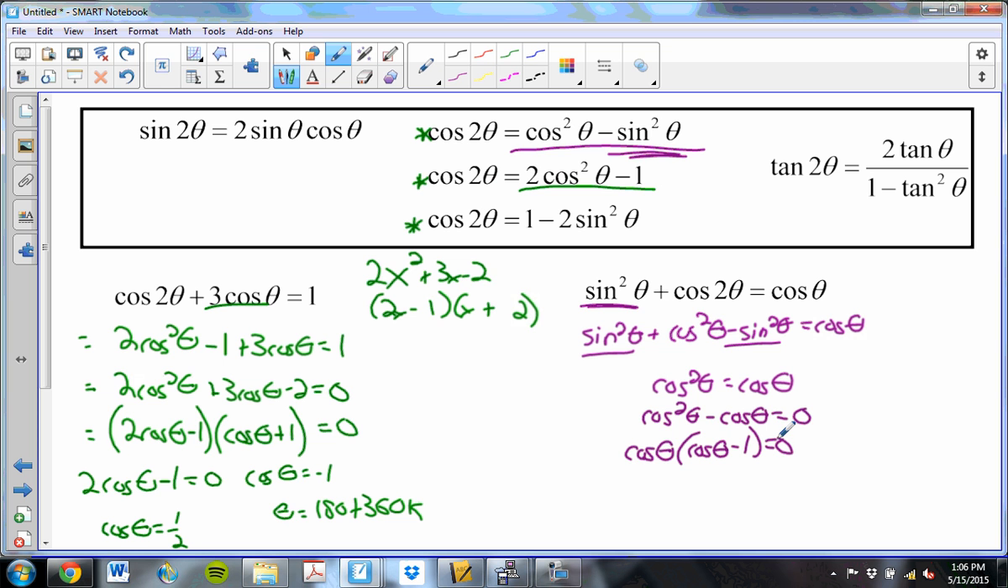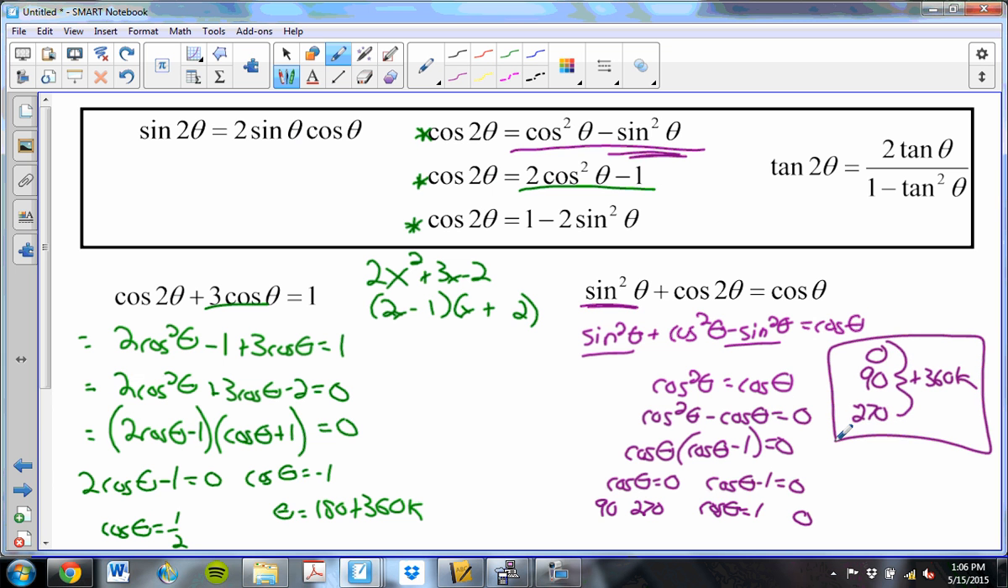Now my solutions are cosine theta equals 0 and cosine theta minus 1 equals 0. The cosine of theta equals 0 at 90 and 270. And cosine of theta equals 1 at 0. So my solutions are 0, 90, and 270. All of these plus 360k. I'll write that really lazy.